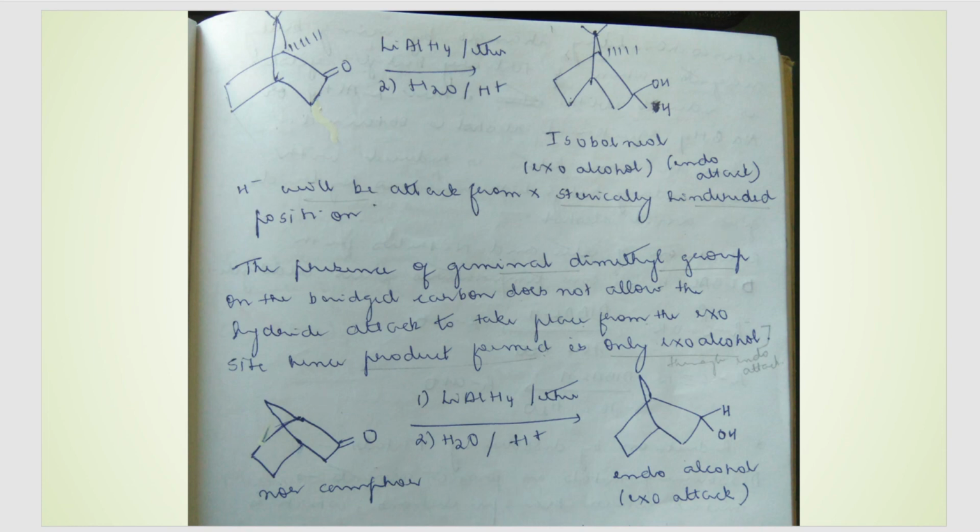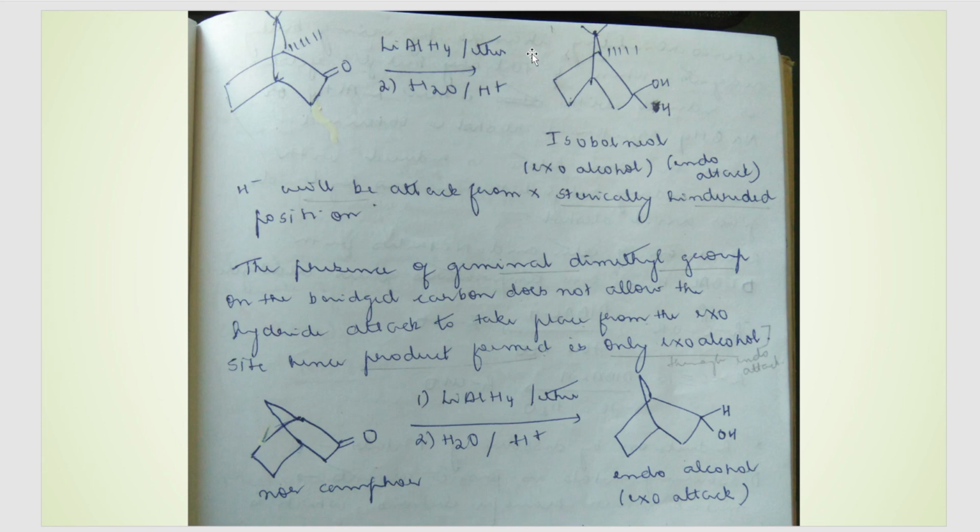What happens here in this case is that you can see there is a dimethyl group present here in this particular camphor. This is called a geminal dimethyl group. Because of the presence of the geminal dimethyl group, it does not allow the hydride attack from the lithium aluminum hydride to take place from the exo side. Since exo attack cannot take place, there will be endo attack taking place, yielding an exo alcohol.